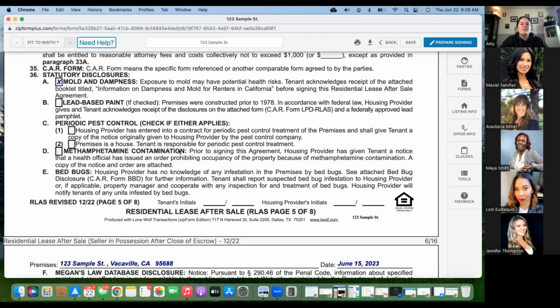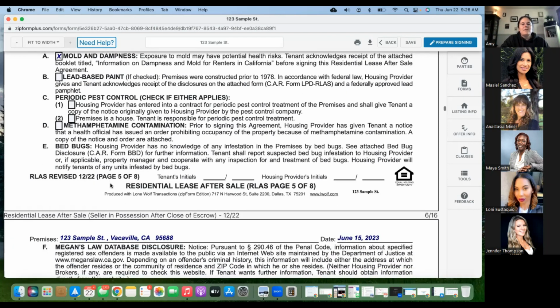Methamphetamine contamination. Prior to the signing of this agreement, housing provider has given tenant a notice that the health official has issued an order prohibiting occupancy of the property because of methamphetamine contamination. A copy of the notice and order are attached. You would check that box there.